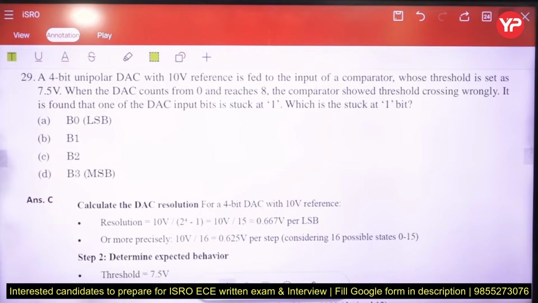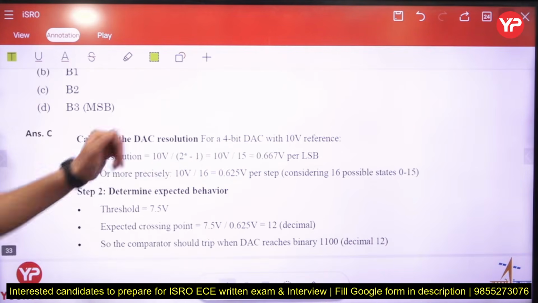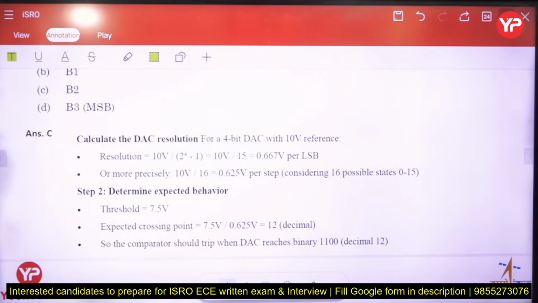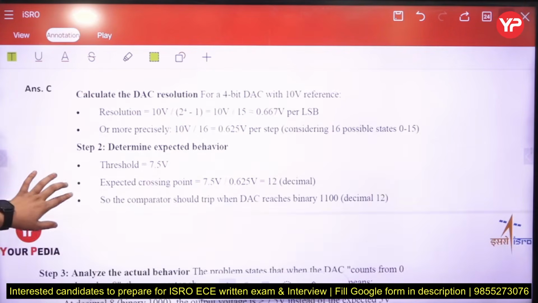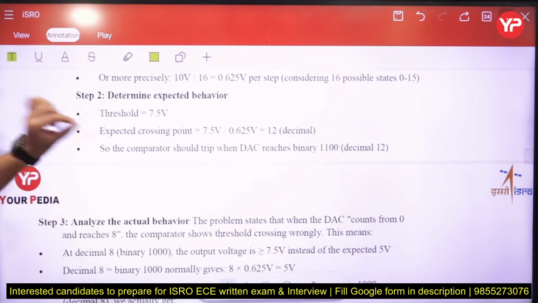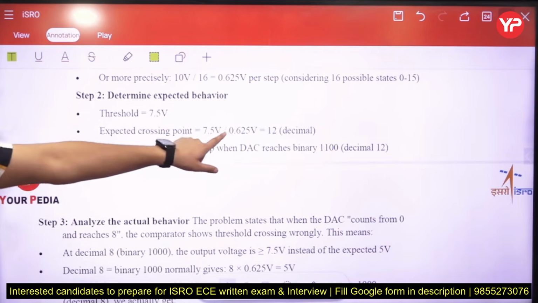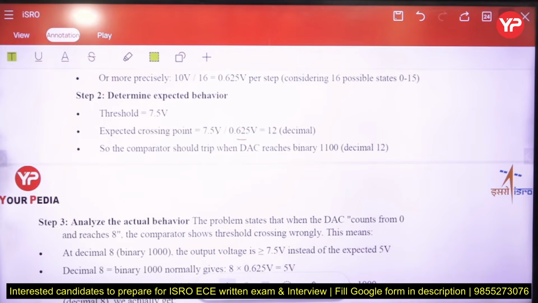A 4-bit unipolar DAC with 10 volt reference voltage feeds the input of a comparator whose threshold voltage is set to be 7.5 volt. When the DAC counts from 0 and reaches 8 volt, the comparator shows the threshold crossing wrongly. It is found that one of the DAC input bits is stuck at 1. Which bit will it be? So first we calculate its resolution. Resolution is 0.625. Threshold is 7.5, so the expected crossing point will be 12. When you divide 7.5 by 0.625, that will be 12.